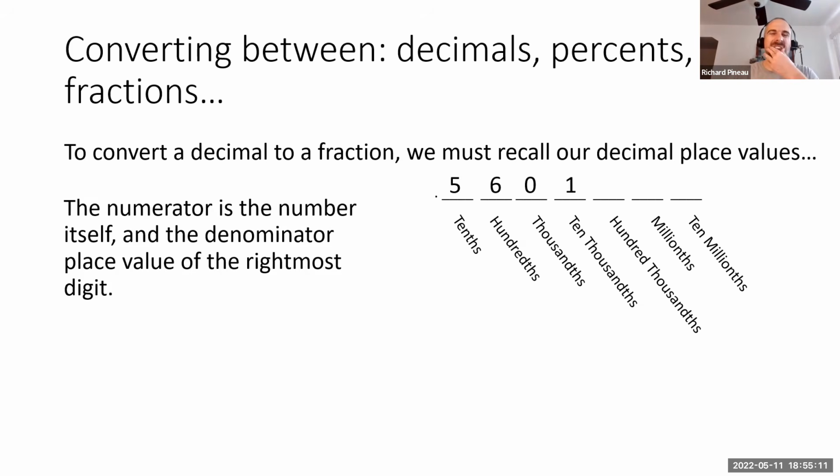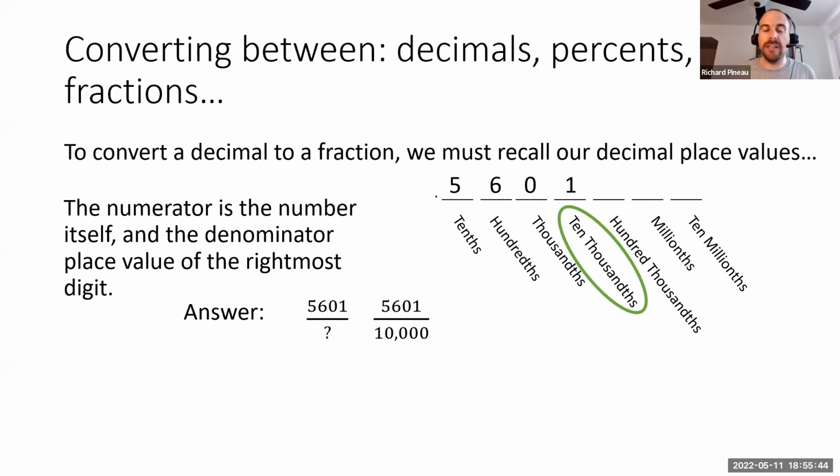This is pretty simple. The numerator is the number itself, and the denominator is the place value of the rightmost digit. So here's this number, 0.5601. We would read this as 5,601 10,000ths, if you remember from the earlier segment. So we take the literal number, which is 5,601, and we put it over something. What do we put it over? Well, the denominator is the place value of the rightmost digit. The rightmost digit here is the 1, and that's in the 10,000ths place. Think about how I just read the number, 5,601 10,000ths. There it is, 5,601 over 10,000.